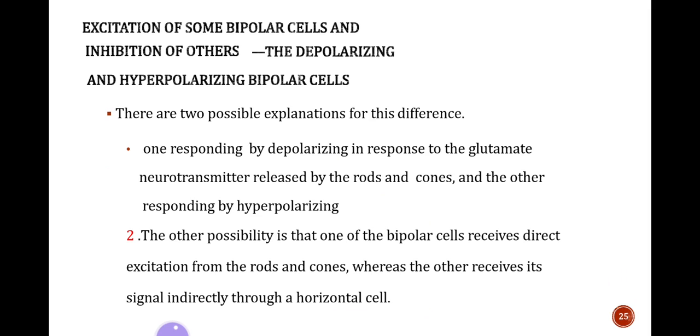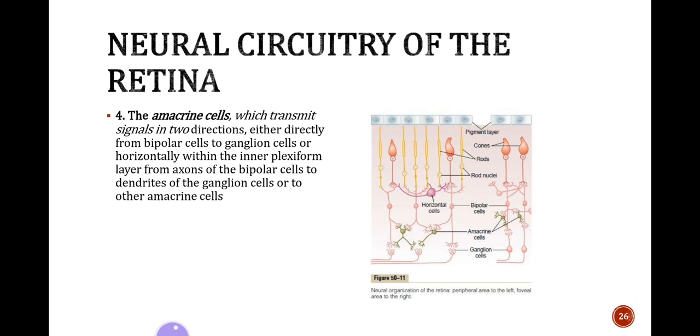How do they work? There are two possible explanations for this difference. One is that they respond by depolarizing in response to glutamate neurotransmitter released by the rods and cones, and the other responds by hyperpolarizing. The other possibility is that one of the bipolar cells receives direct excitation from the rods and cones, whereas the other receives its signals indirectly through the horizontal cells.